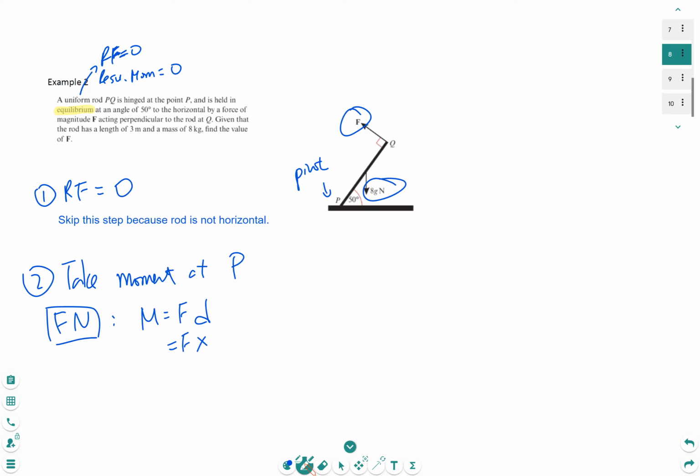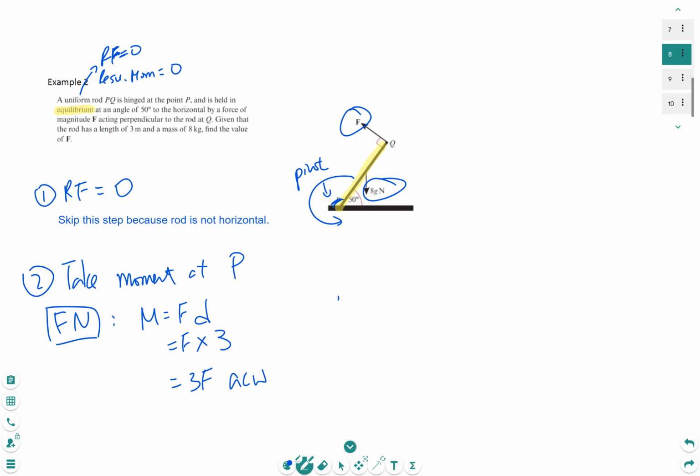What about the distance? There's a right angle in there. Therefore, the distance will be exactly what PQ is. PQ is 3 meters. So F times 3, which is 3F. What about direction? Very important. P is the hinge like a door. You're pushing it left, so the door will rotate anti-clockwise.